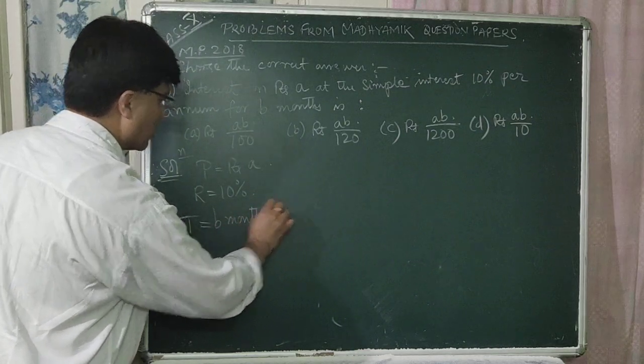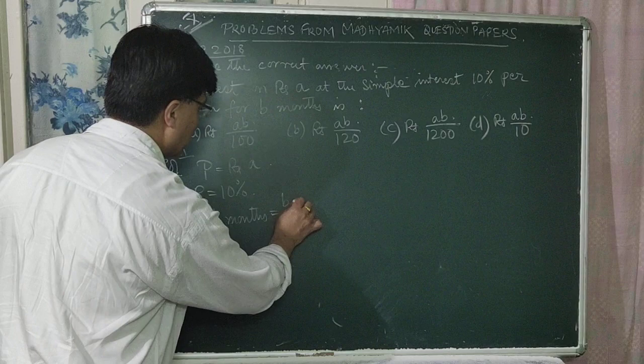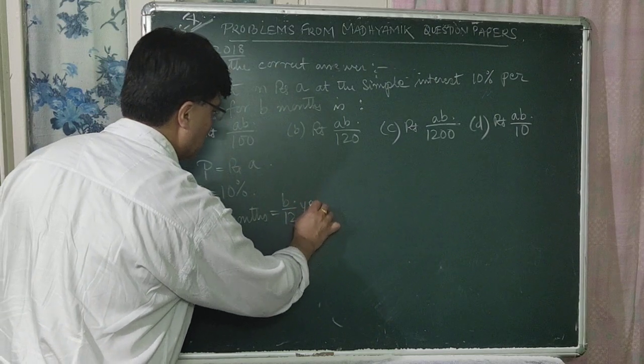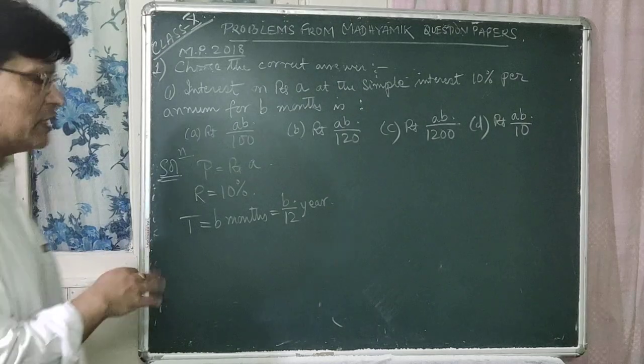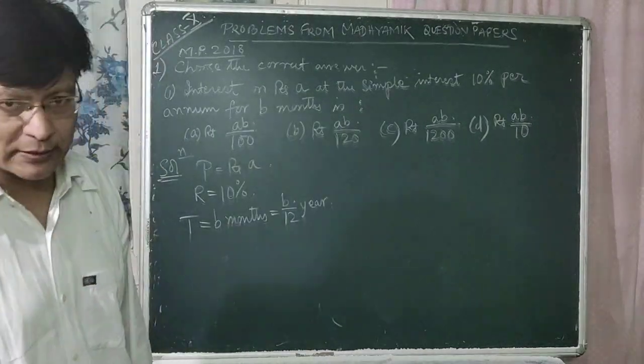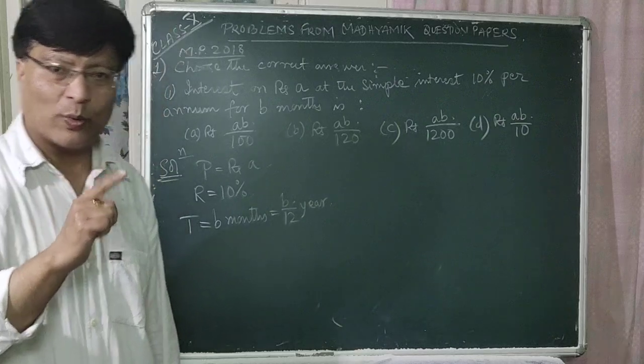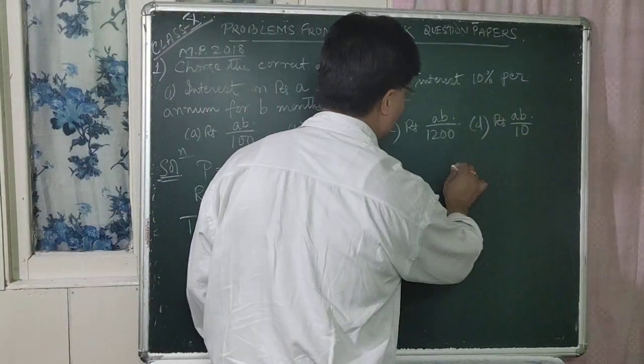B months should be converted into years. It should be divided by 12. Month should be divided by 12 to convert it into year, because you know that 1 year is equal to 12 months.